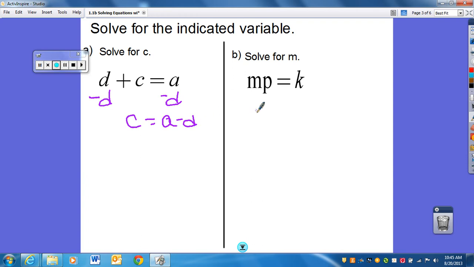Our final solutions when we are going to get a certain variable by itself will simply be expressions. We won't necessarily come up with a numerical answer.